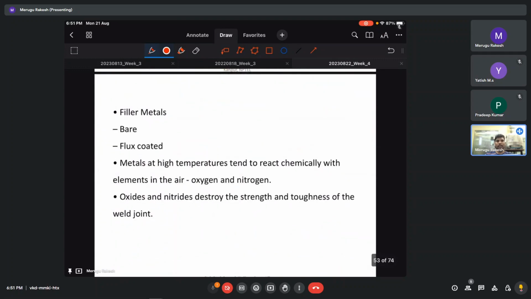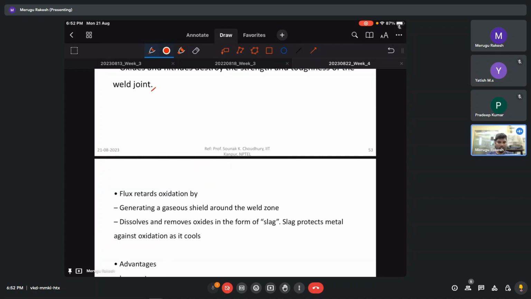In the same scenario as arc welding, in gas welding also we can use bare or flux coated filler. Metal at high temperature tends to react chemically with elements in air, oxygen and nitrogen. So you have to provide some shielding here, because there is no shielding in this welding. Oxygen and nitrogen destroy the strength and toughness of the weld joint. So these are the kind of disadvantages I could say.